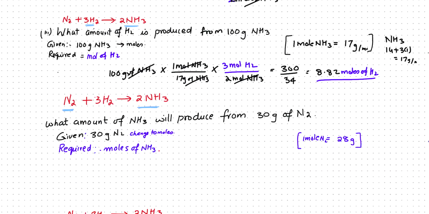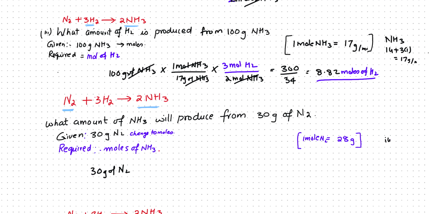What amount of ammonia will be produced from 30 grams of nitrogen? So given is 30 grams of nitrogen and required is moles of ammonia. So now the mole ratio we have to take is between nitrogen and ammonia. So first we write 30 grams of N2. Now grams we have to change into moles. We know 1 mole of nitrogen is equivalent to 28 grams. The nitrogen's atomic mass is 14, so 14 plus 14 is 28.